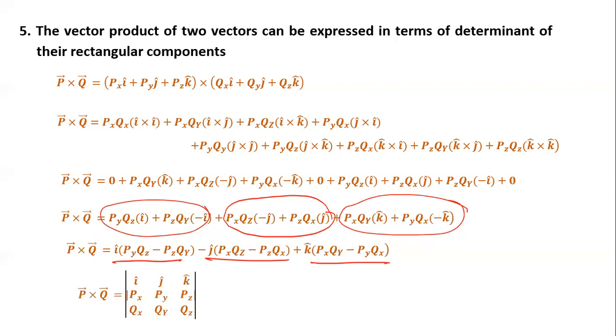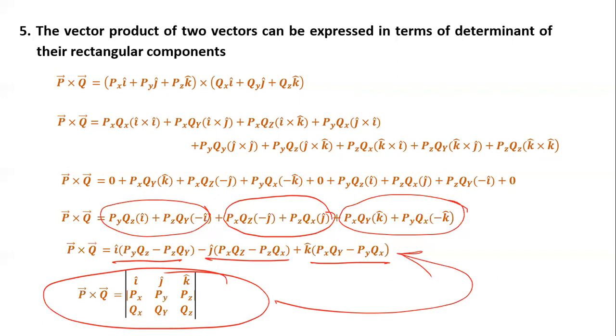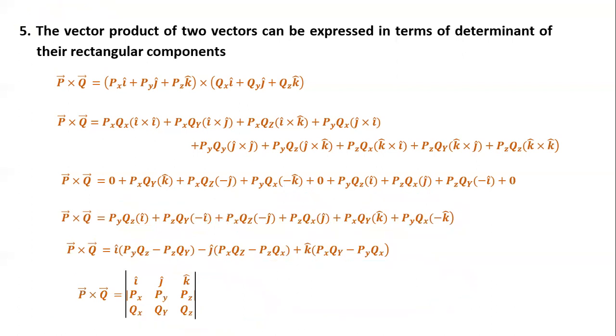Determinant with the first row I, J, K, in the second row PX, PY, PZ, and QX, QY, QZ. You already learned the determinant chapter in mathematics. If you solve this determinant, you will get this step. You can verify it. So this is the property. A question may be asked, show that, so you have to remember this answer. Or when the question is asked, find out the cross product of two vectors, we have to solve the determinant of their components like this.